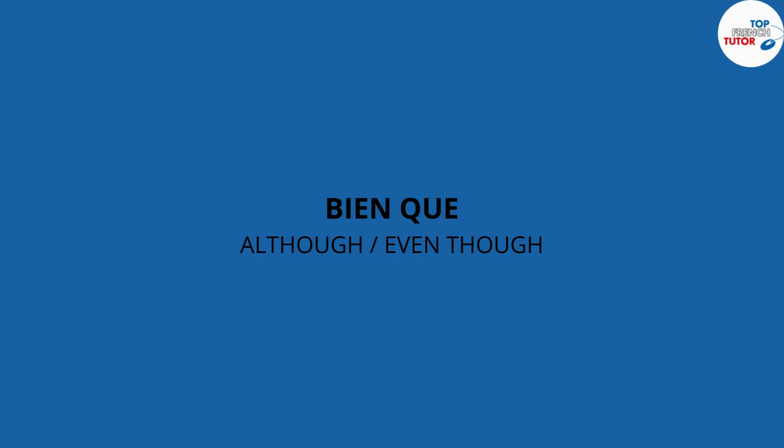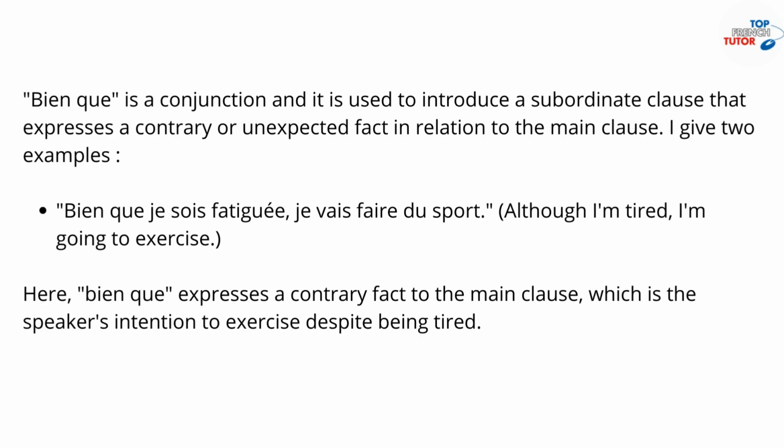Bien que. Bien que is a conjunction and it is used to introduce a subordinate clause that expresses a contrary or unexpected fact in relation to the main clause. I give two examples. First, bien que je sois fatigué, je vais faire du sport. Here, bien que expresses a contrary fact to the main clause, which is the speaker's intention to exercise despite being tired.